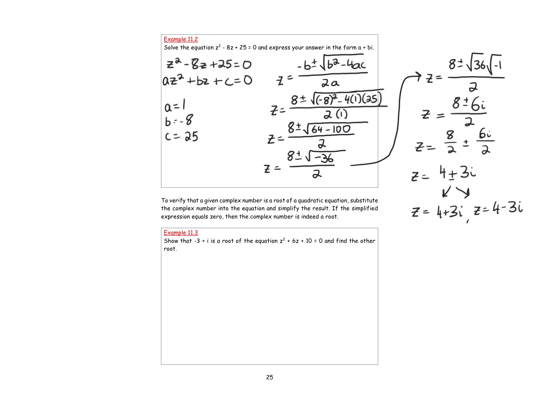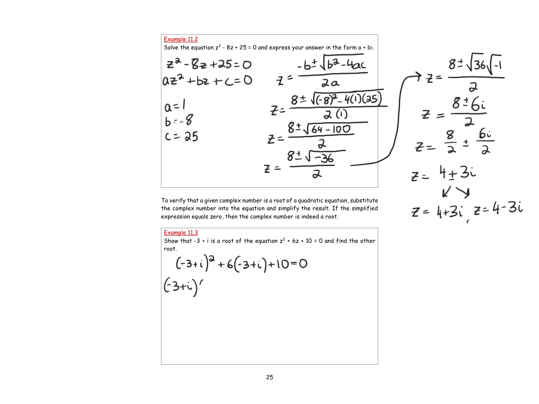In example 11.3, it says show that -3 plus i is a root of the equation z squared plus 6z plus 10 is equal to 0 and find the other root. Here I will replace z with -3 plus i and simplify the left hand side. If the left hand side is equal to the right hand side, which is 0, we will know that -3 plus i is a root of the quadratic equation. First, we have z squared, which is (-3 plus i) squared, plus 6 times (-3 plus i), plus 10 is equal to 0.